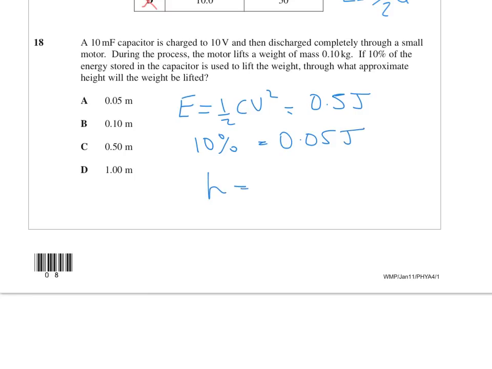So then the height is going to be the energy divided by the mass, so divided by 0.1, divided by 9.81, would give you 0.0509. So that's option A.